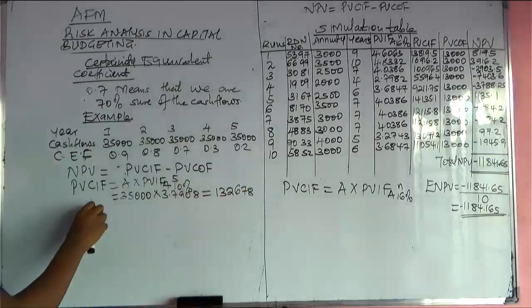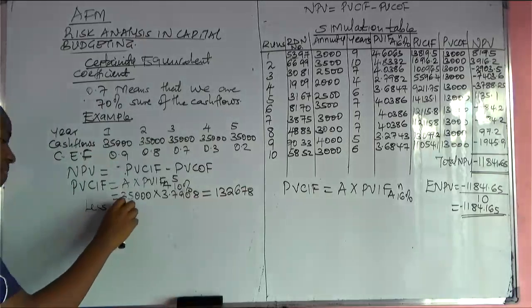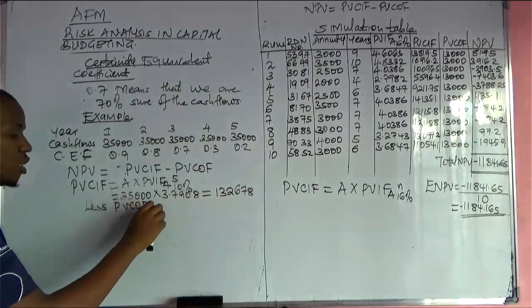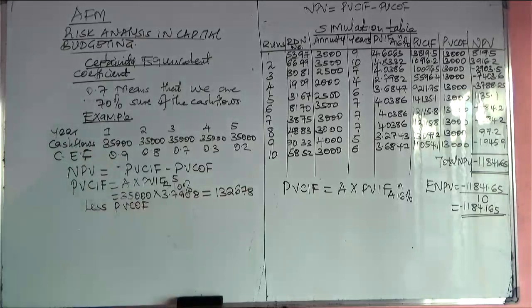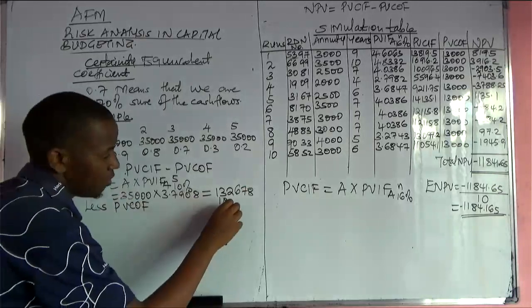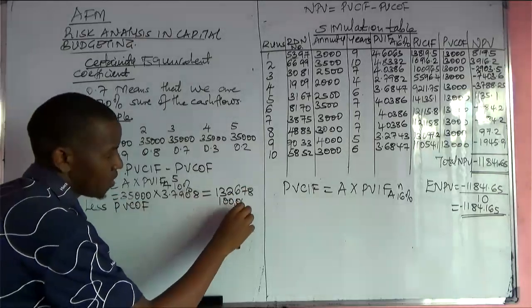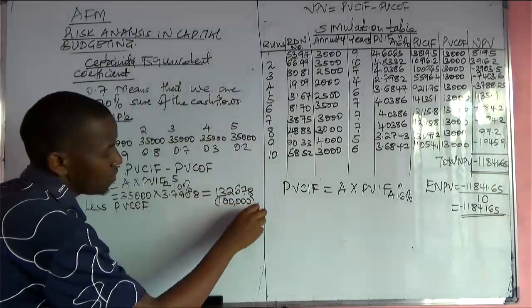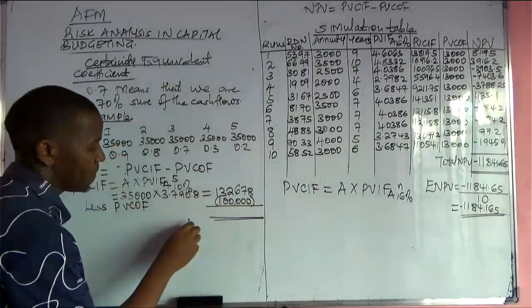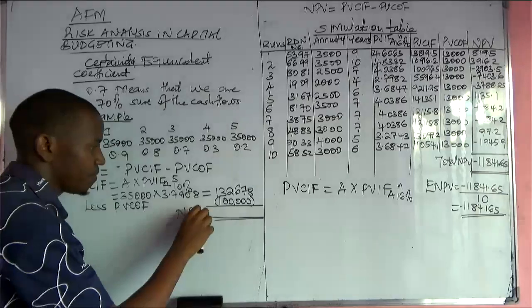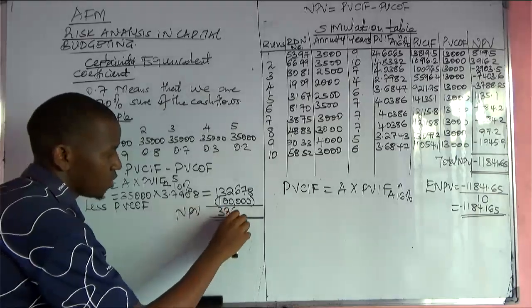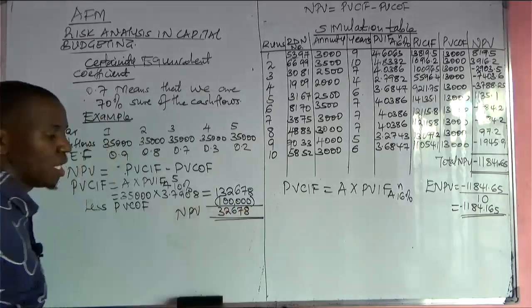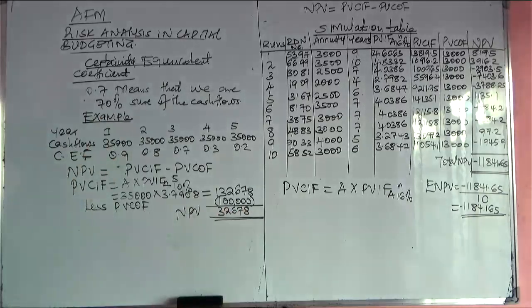$132,670, less the present value cash outflow. What was our initial investment? $100,000. So what will be our NPV? Yes? $670,800. That is how you get the NPV.